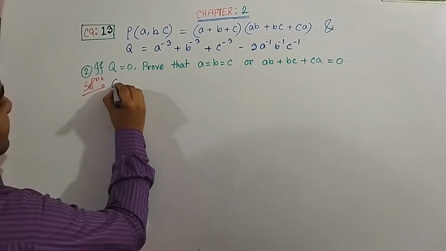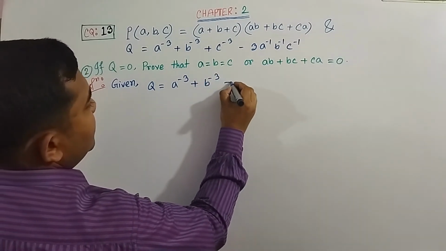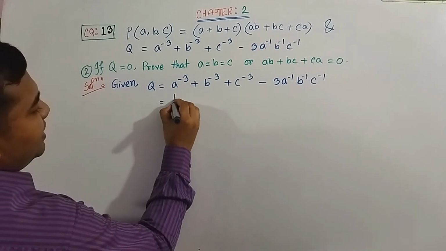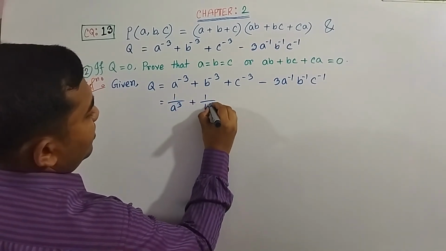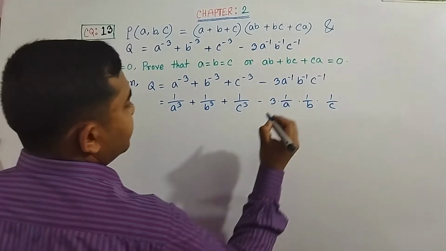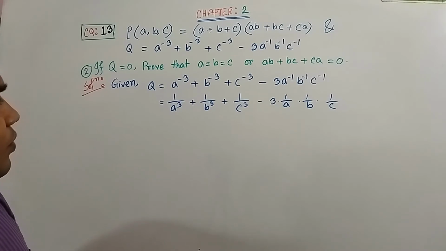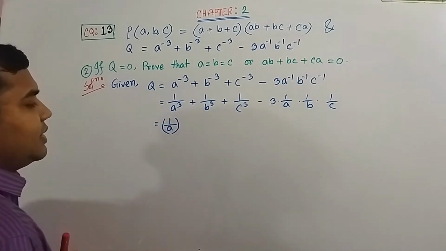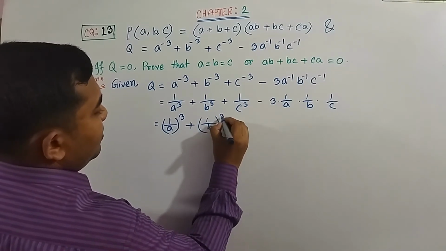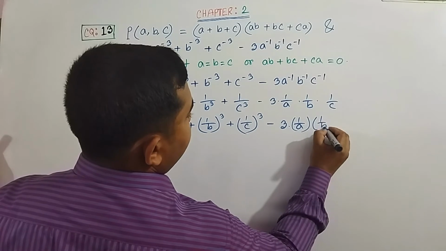So what is given here? Here Q is equal to A to the power minus 3 plus B to the power minus 3 plus C to the power minus 3 minus 3 into A inverse, B inverse, C inverse. So this can be written as 1 by A cube plus 1 by B cube plus 1 by C cube minus 3 into 1 by A, 1 by B, 1 by C. Isn't it? I think you can all understand this can be written this way. And if we think of 1 by A as A, then we can write it like this: A cube plus B cube plus C cube minus 3 into A into B into C.